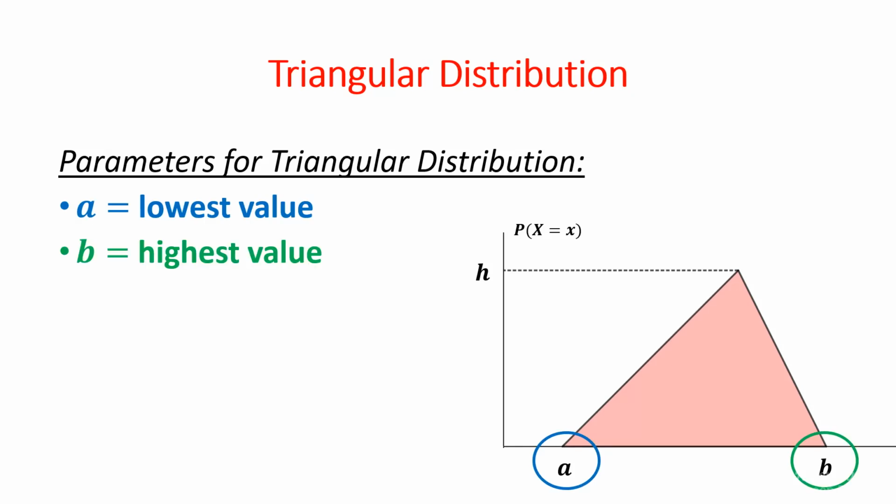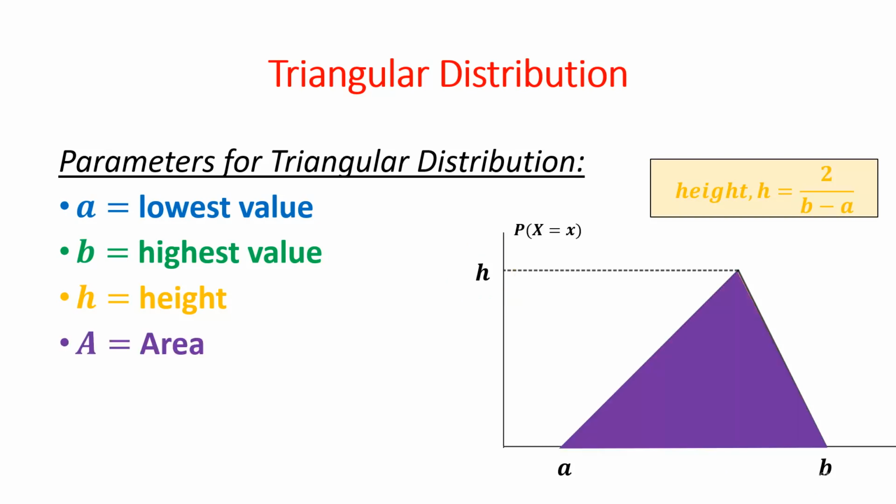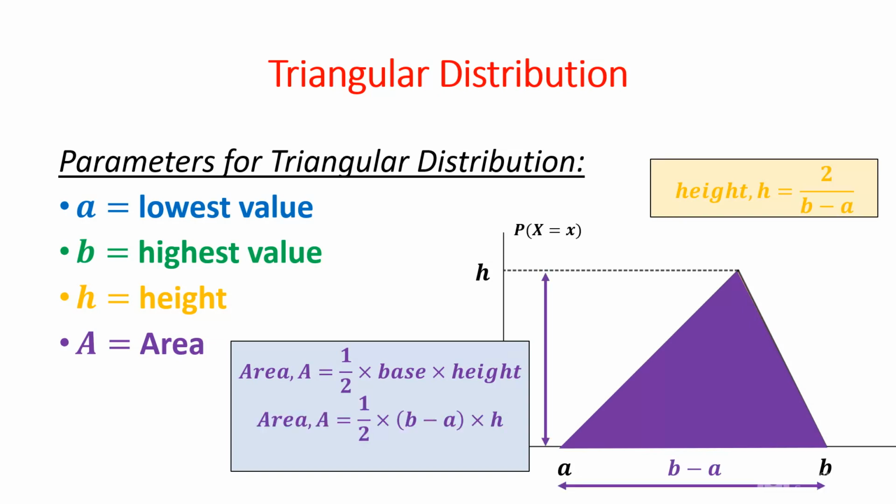A is our lowest value, B is our highest value, H is the height of the triangle, and there's a little formula given on the formula sheet to work out H: 2 divided by B minus A. The area of a triangle is half times base times height, which is half times B minus A times H, and it always adds up to 1.